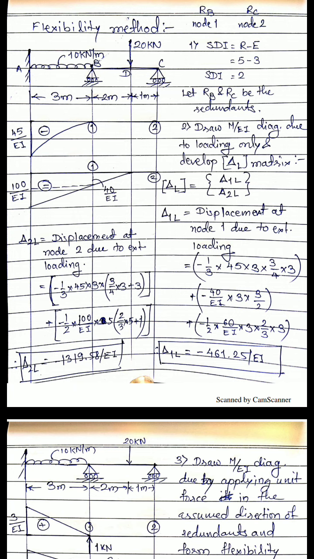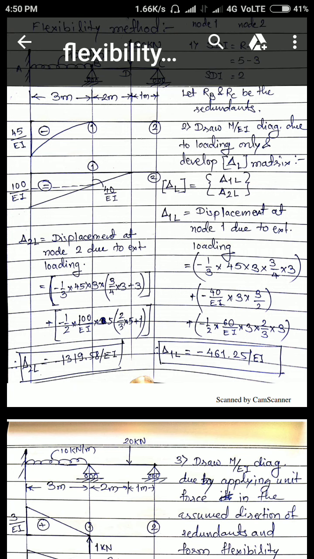part or right part. Okay, for the first delta 1L due to first loading, you have seen only the left part you are considering. So therefore, for the second diagram also you have to consider only the left part of your section, that is the left part of your node 1. So if you look at the left part of your section, it will be a trapezoid of different heights, say from 40 by EI to 100 by EI. So you have to find out the moment of this trapezoidal area about point 1, or say about node 1 only.